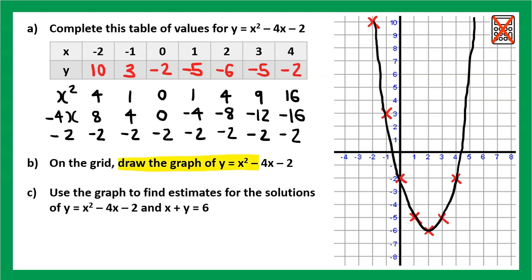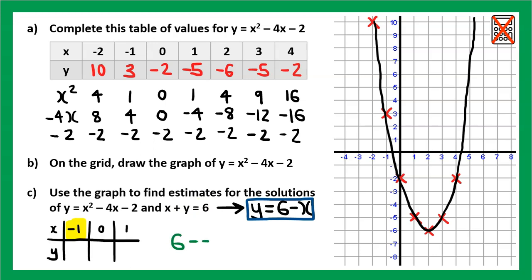Now that we've drawn the graph of y equals x squared minus 4x minus 2, we can move on to part C. Use the graph to find estimates for the solutions of the one that we've just drawn, and they've also included another one here which looks like a linear. Similar to how we did before, we can do a little bit of rearranging on this to make it y equals 6 minus x. This will make it a little bit easier to find the corresponding y values.